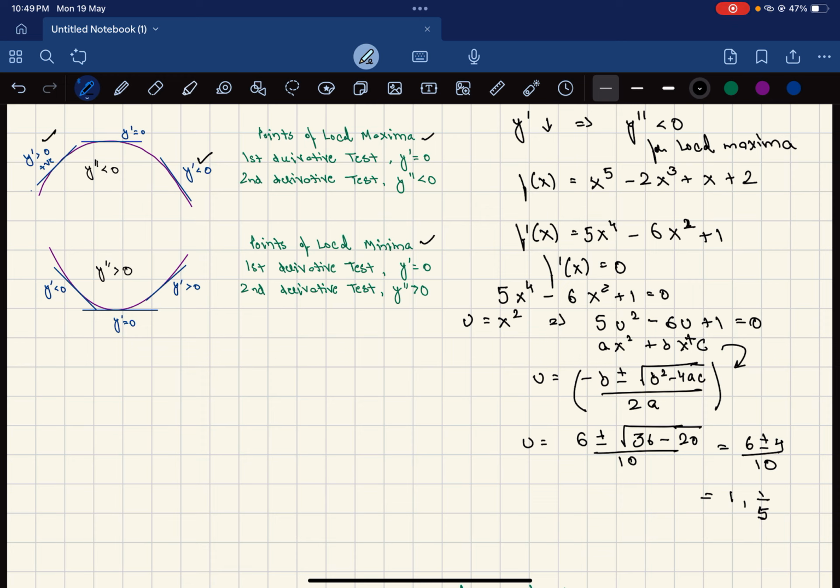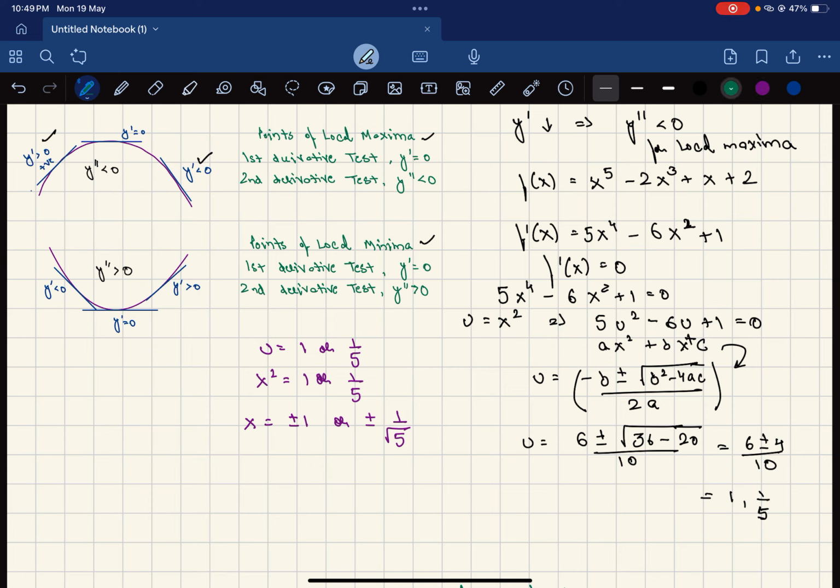Now that we have the value of u as 1 or 1 by 5, we know that x square is equal to 1 or 1 by 5. Therefore, x is equal to plus or minus 1, because the square root of 1 is 1, or plus or minus 1 upon square root of 5. So we have got the points of extremum, but we still don't know which of these 4 points, plus or minus 1 and plus or minus 1 upon square root of 5, is a local maxima and which is a local minima.